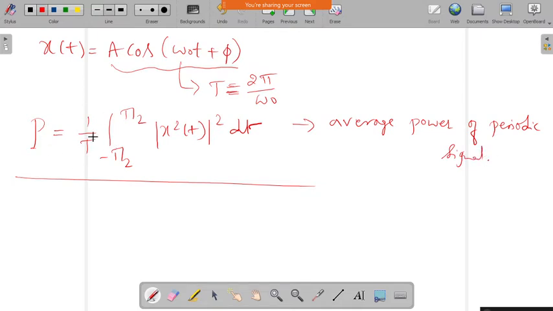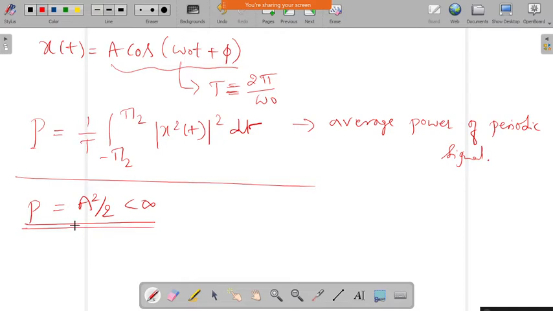Find the value of the power. So A square by 2. Since it is less than infinity, we get a finite value of power. So it is a power signal with average power A square by 2.